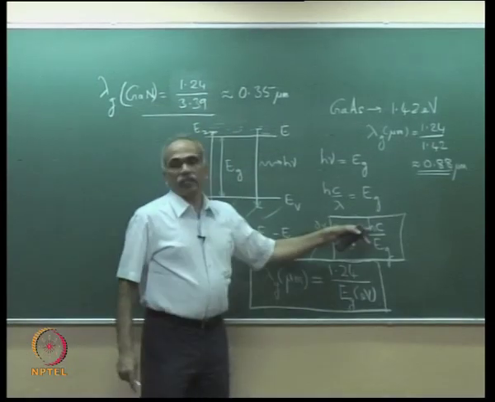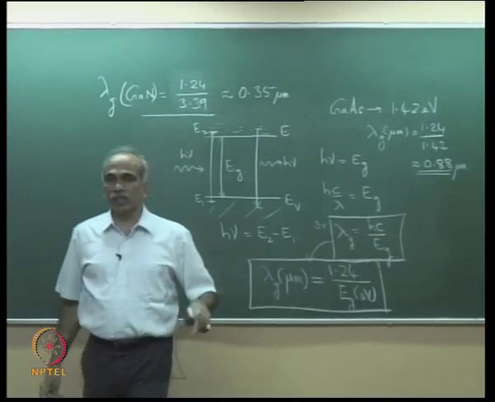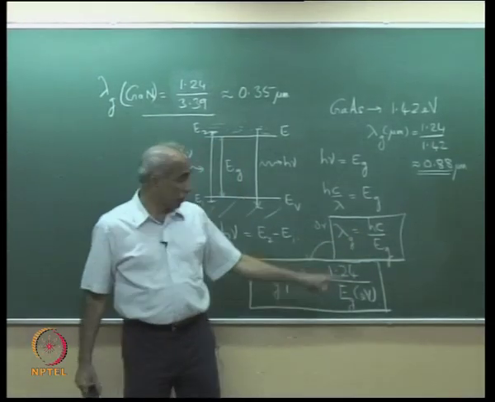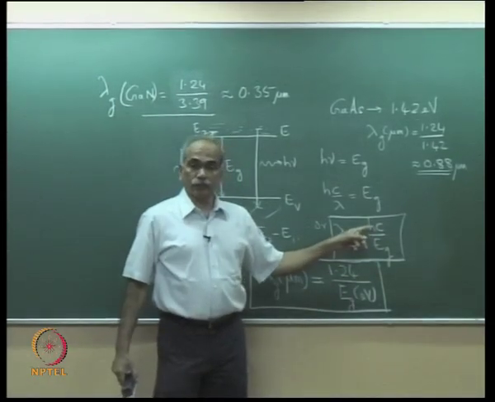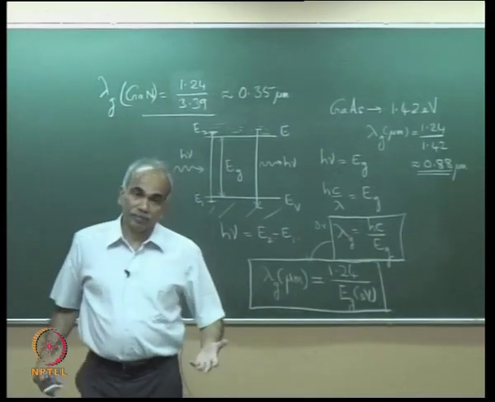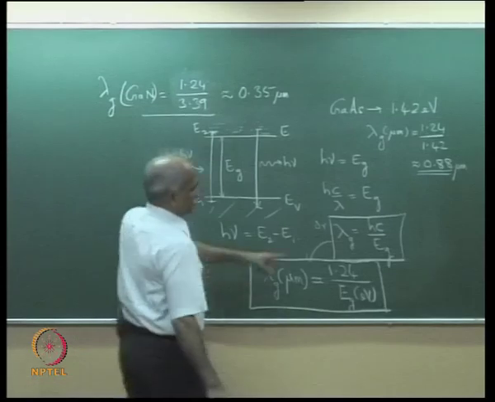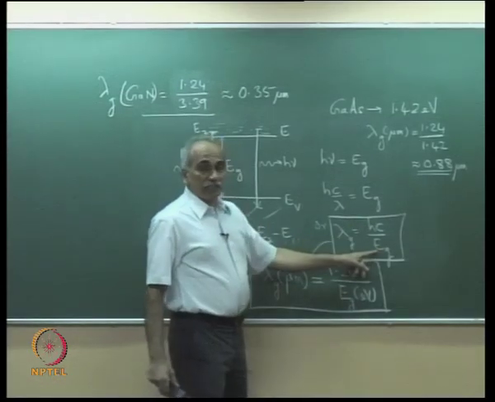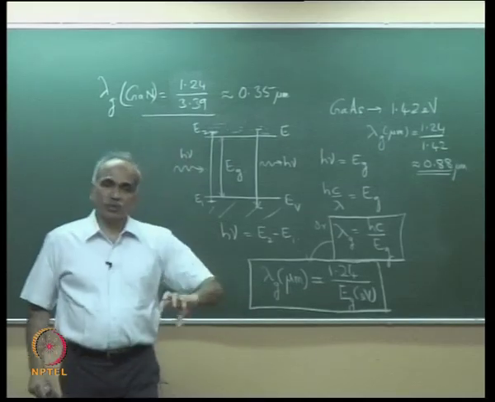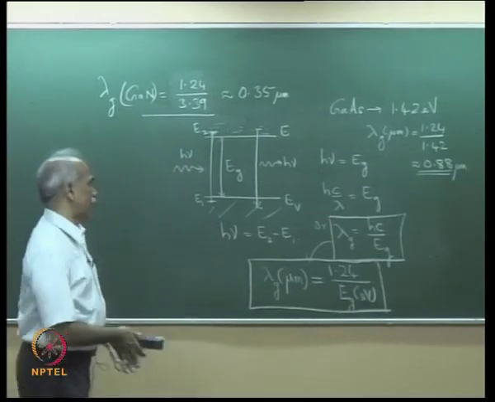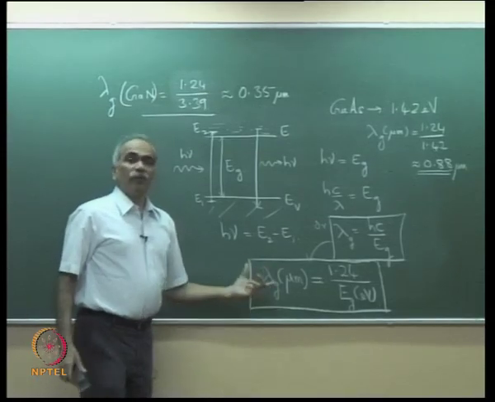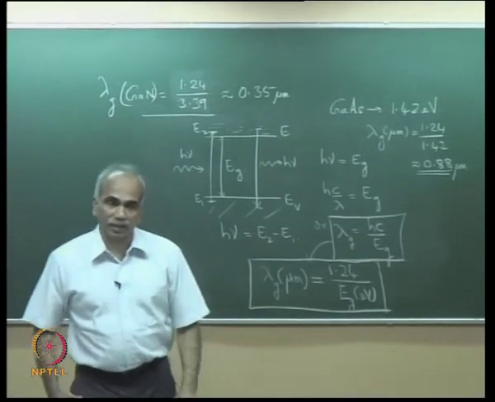But this is a very useful tool. Instead of substituting h, which is 6.64 into 10 to the power of minus 34 joule second, and c, you would have to convert Eg into joules. But this is a very useful formula for engineers for a quick estimate of band gap wavelength. So, depending on the application, you have to choose the compound semiconductor.